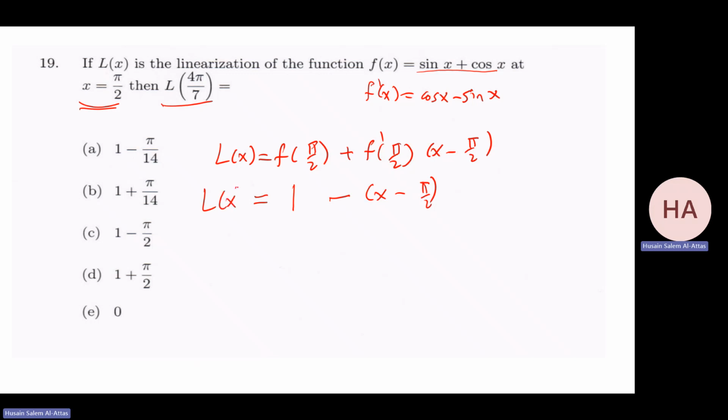This will be L of x, but I need L at a specific value. So instead of x, I will write 4 pi over 7. That will be 1 minus 4 pi over 7 minus pi over 2. That gives me 1 minus, that is what? 8 pi minus 7 pi over 14. What is this one?